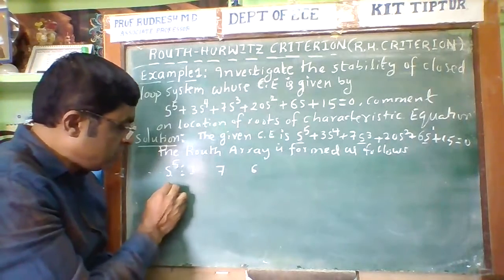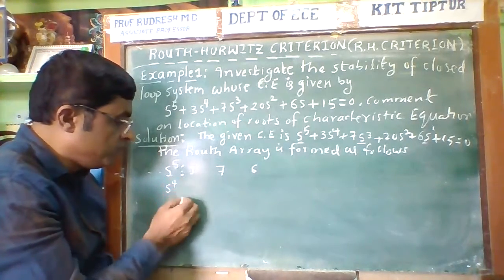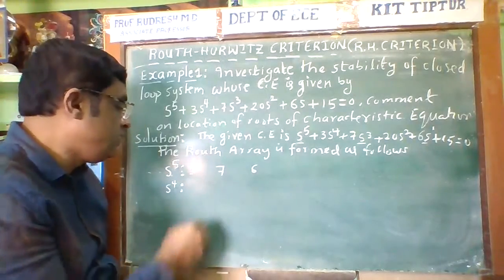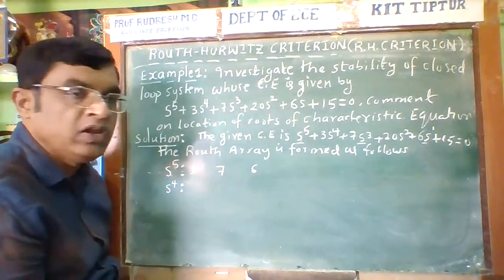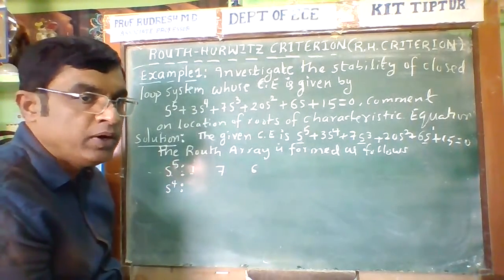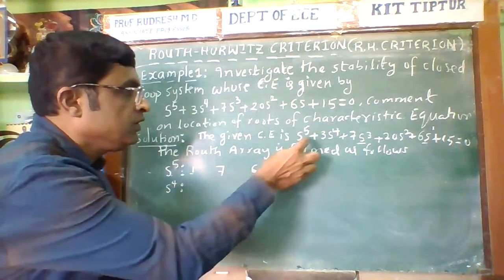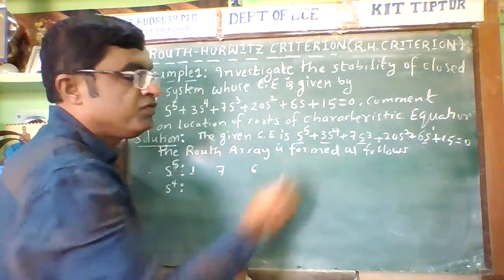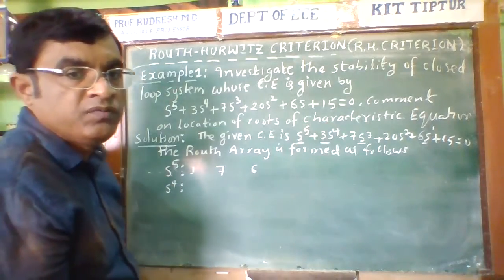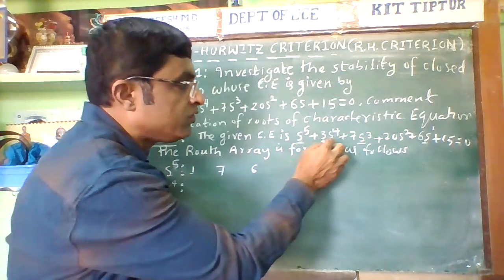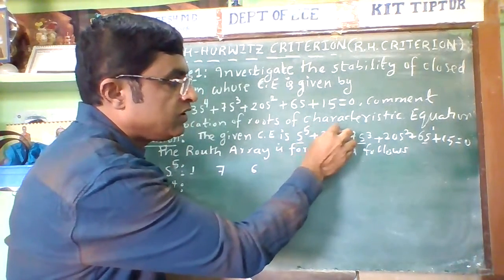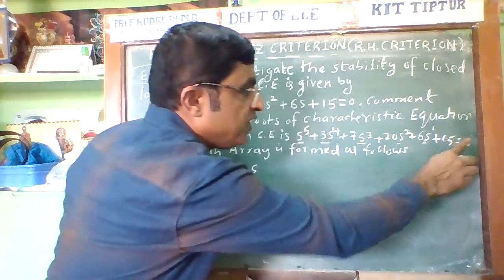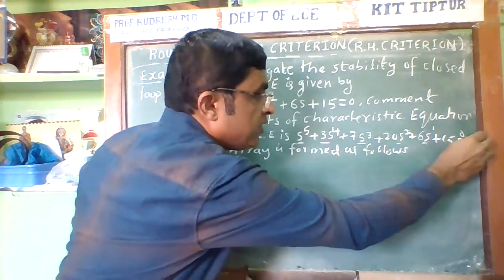So now the next row, S power 4 row, can be formed by writing down the next row elements, utilizing the S power 4 row. The second row can be formed by even powers of S. S power 4 is an even number, S square is an even number, therefore 15 into S power 0 is an even number.